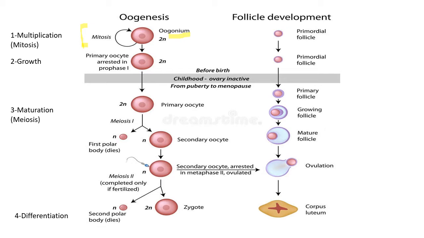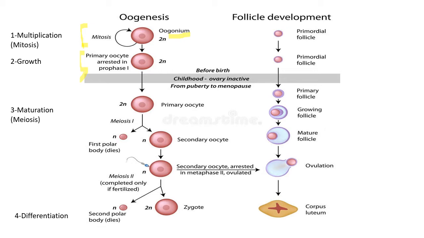Now we have many oogonia with two N chromosomes. They are diploid. Okay, now this oogonium will undergo the second phase, which is the growth phase. It becomes a primary oocyte. The primary oocyte here, as you can see, has a larger size. So the oogonia undergoes the growth phase to become a primary oocyte that is larger in size. Also, this phase occurs during embryonic life. This is a primary oocyte with two N chromosomes.